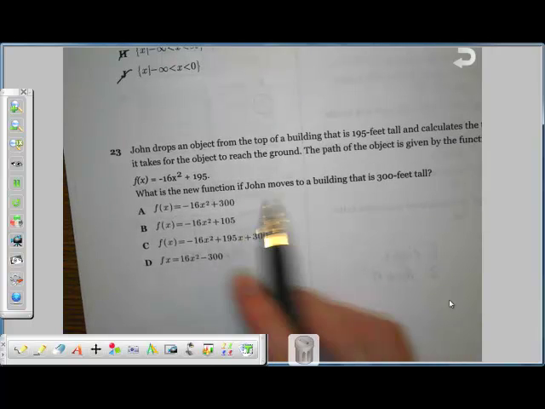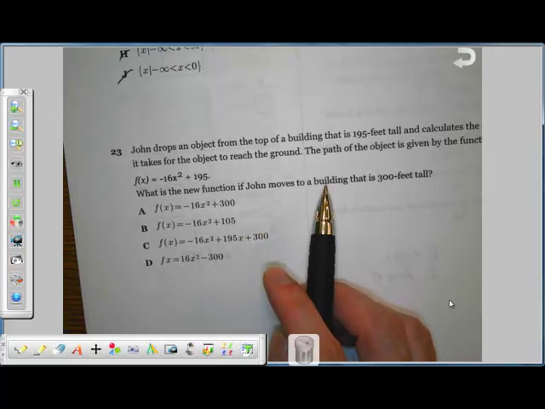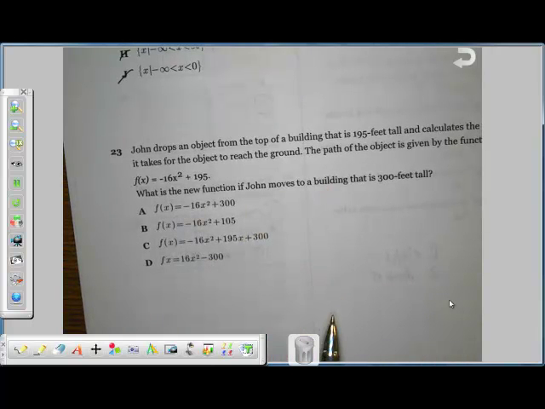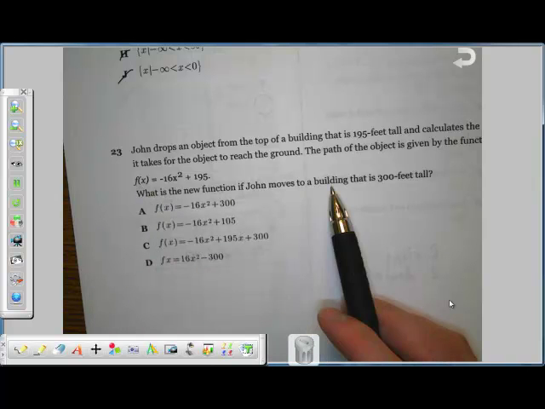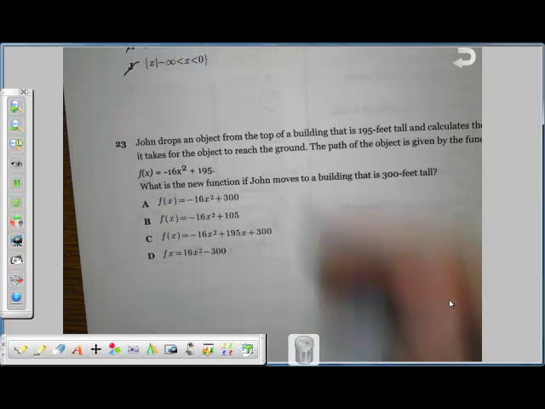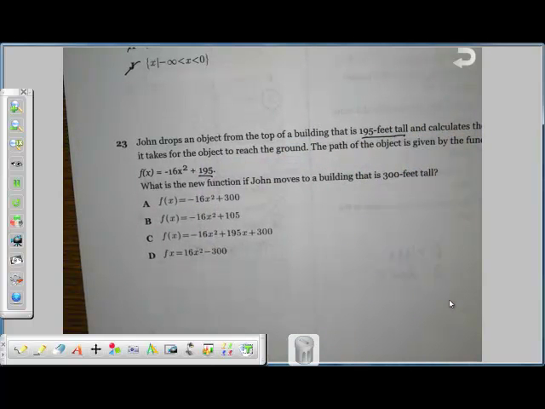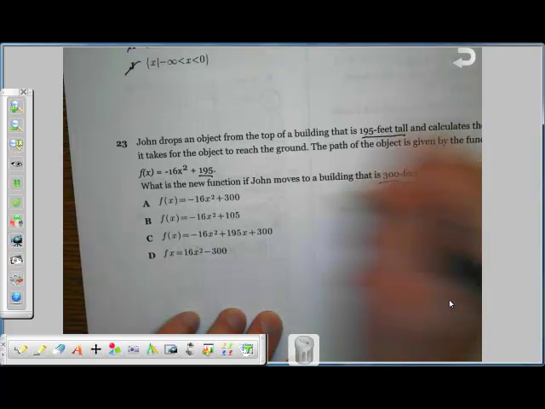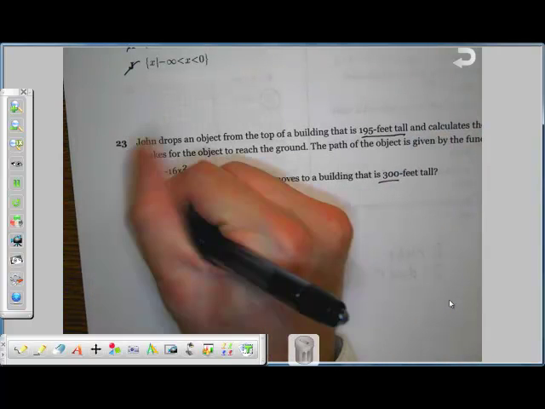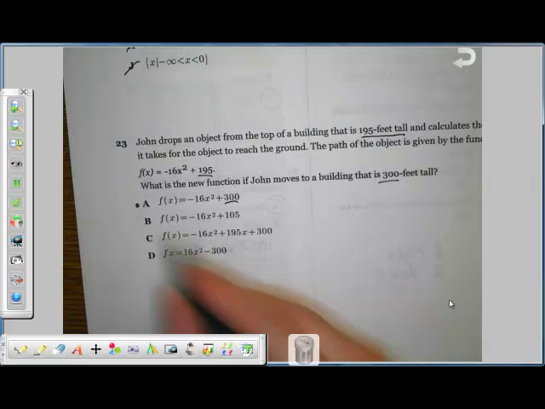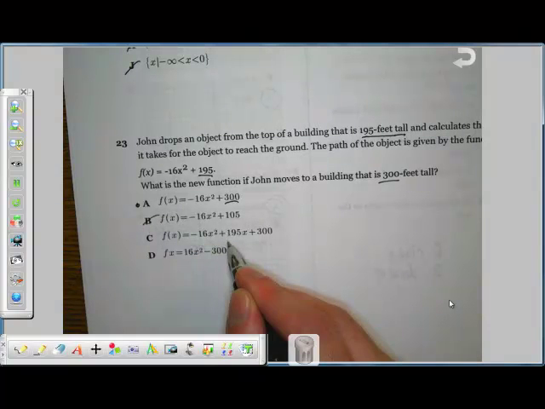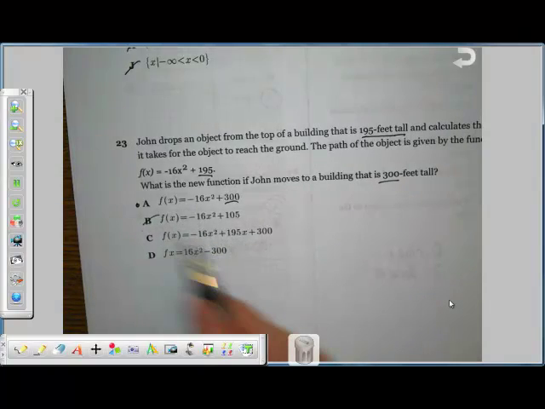23. John's dropping an object. This is the path of the object. If the new function is a building that is 300 feet tall. Here we notice that we have 195, and that is the height of the building. So now we need an equation that has 300 and the height of the building. Now, A is the only one that works because this does not have 300 per se. It does not have 300.